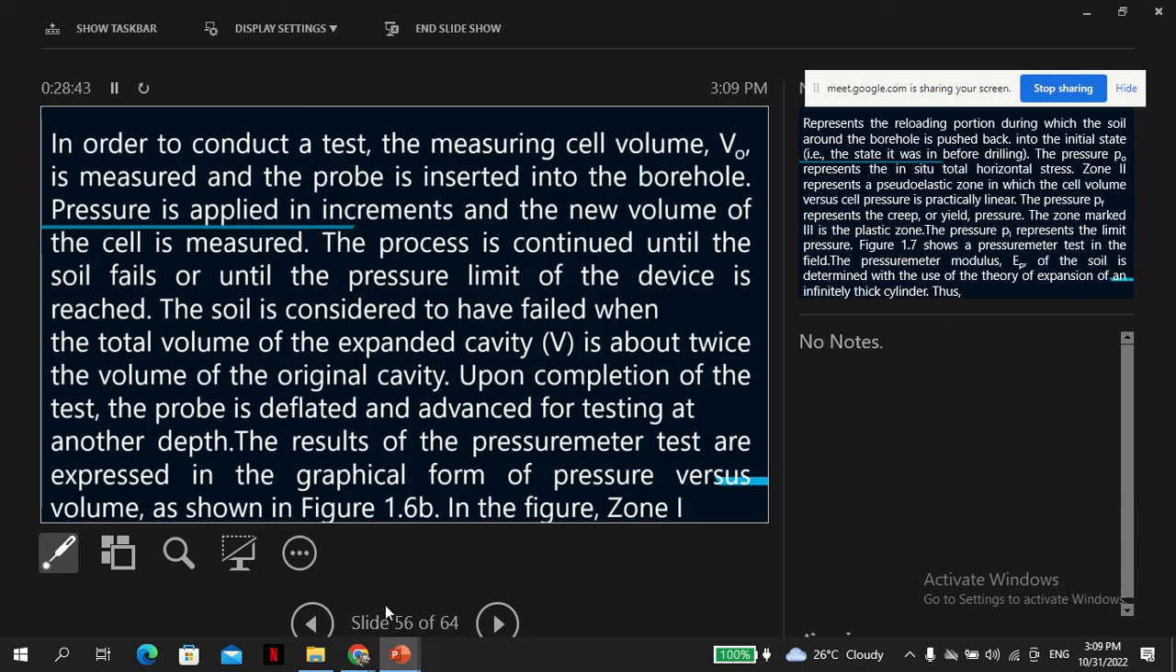In order to conduct the test, the measuring cell volume V naught is measured, and the probe is inserted into the borehole. Pressure is applied in increments, and the new volume of the cell is measured. The process is continued until the soil fails.